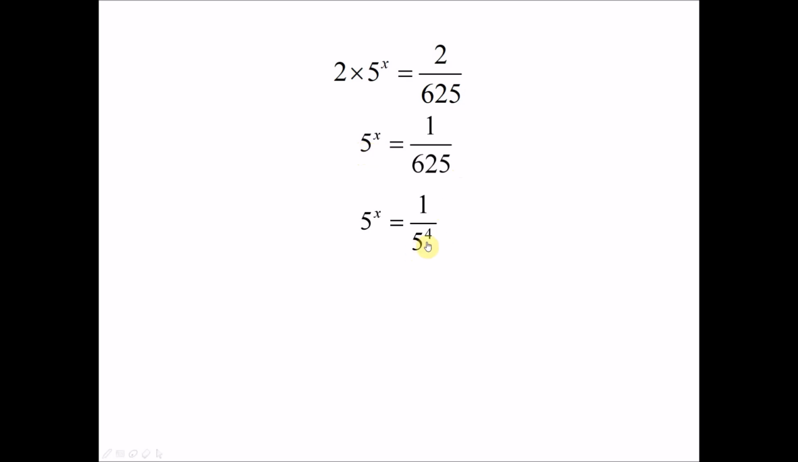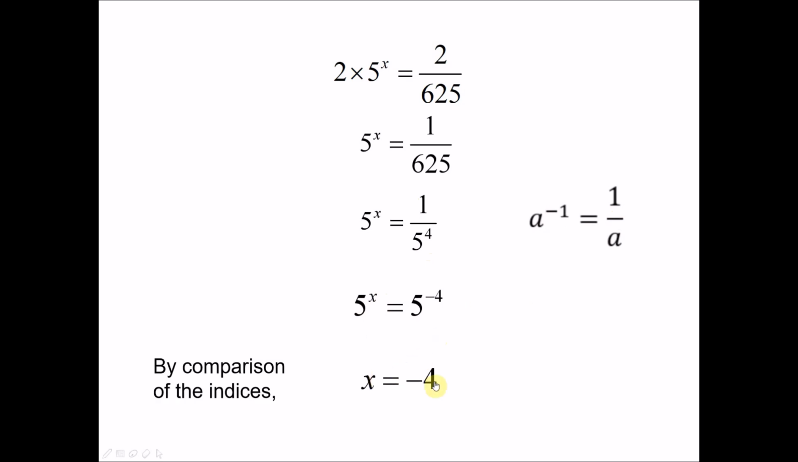So after you get 5 to the power of 4, you can use the law of indices. 1 over a is a to the power of negative 1. So 1 over 5 to the power of 4 is actually 5 to the power of negative 4. Since the base number is the same now, by comparing the indices, x equals negative 4.